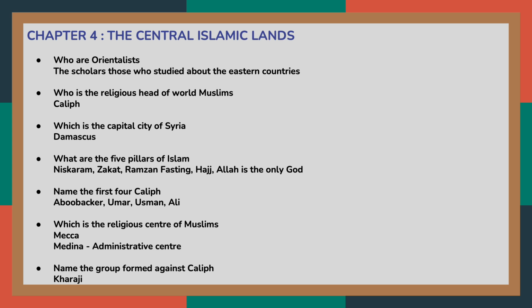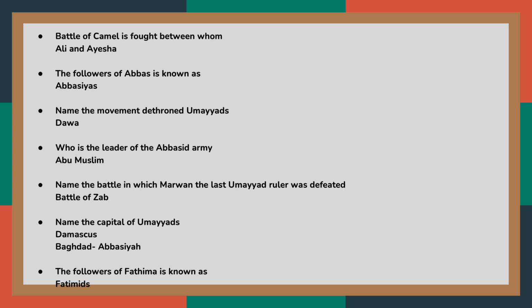The group formed against the Caliph is the Kharijites. The battle fought between Ali and Aisha is known as the Battle of Camel. The followers of Abbas are known as Abbasids. The movement which dethroned the Umayyads is Dawa. The leader of the Abbasid army is Abu Muslim. The Battle of Zab is the one in which Marwan, the last Umayyad ruler, was defeated. The capital of the Umayyads is Damascus and of the Abbasids is Baghdad.